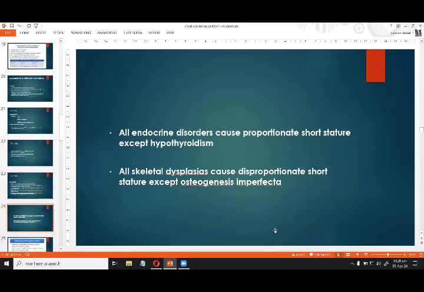On the other hand, if there is evidence of some skeletal dysplasia, then it will always be disproportionate short stature, meaning that the upper and the lower body segments will be disproportionate. Either the limbs will be short or the trunk will be short, but not in the case of osteogenesis imperfecta, in which case there will be proportionate short stature.